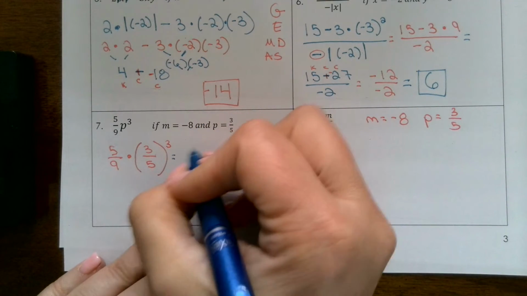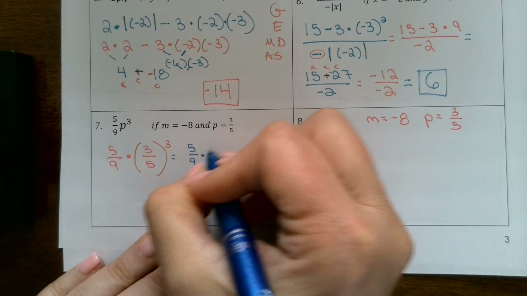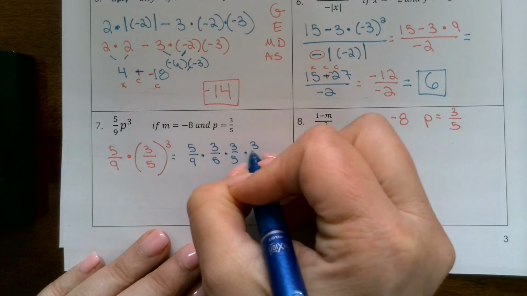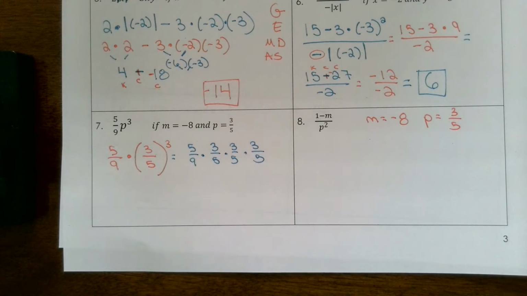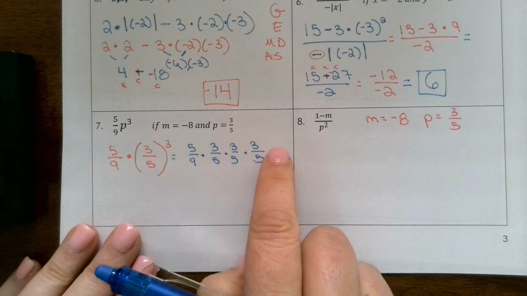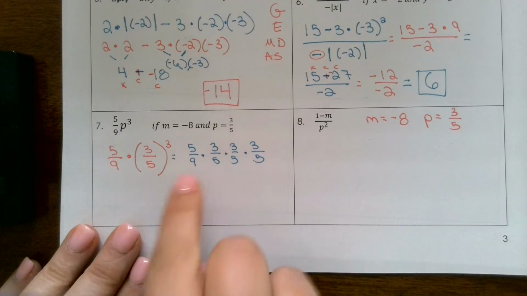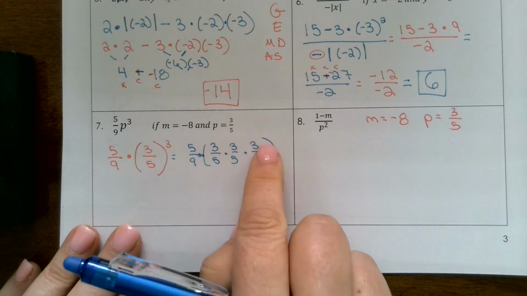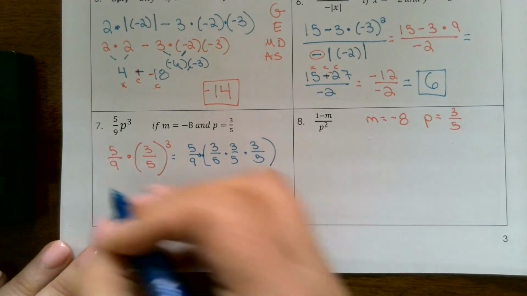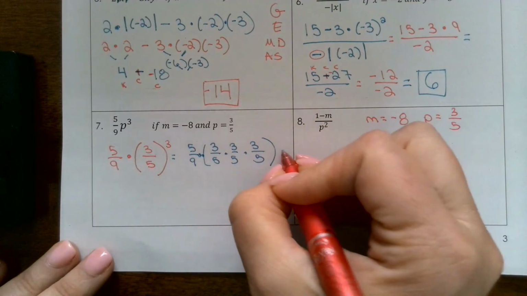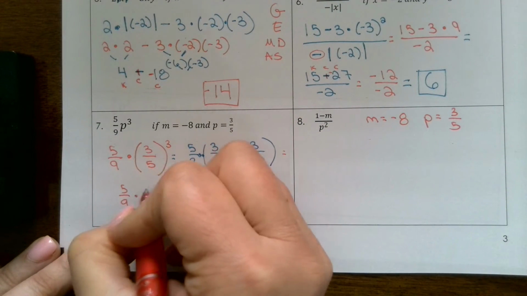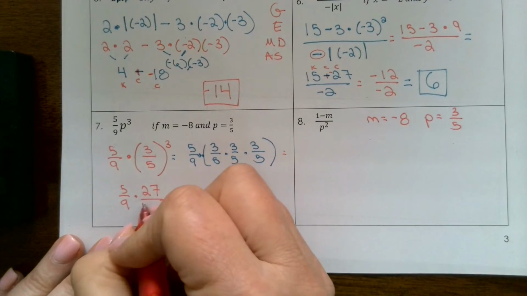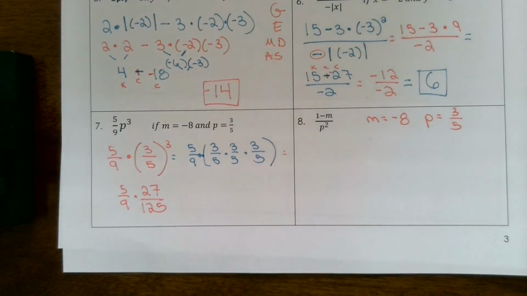So I'm going to expand this. This is really 5/9 times 3/5 times 3/5 times 3/5. When I want to multiply fractions, I multiply straight across. So I'll leave this separate since it was kind of its own thing, right? So I have 3 times 3 times 3, which is 27. So now I have 5/9 times 27. And I have 5 times 5 times 5, which is 125. And here is my final answer.